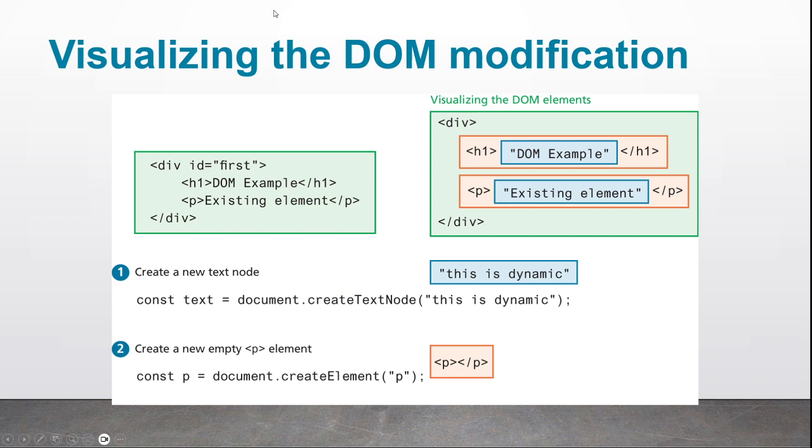Okay. So what we've got here is we have our HTML right here. And then we've got a create a new text node. So we've got a variable called text, and then we're using document create text node. This is dynamic. Okay.